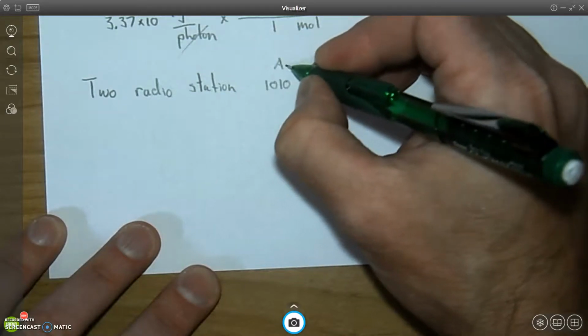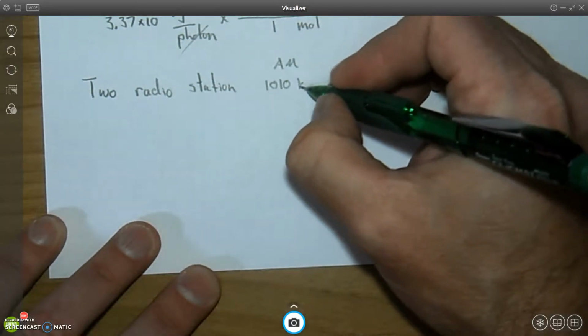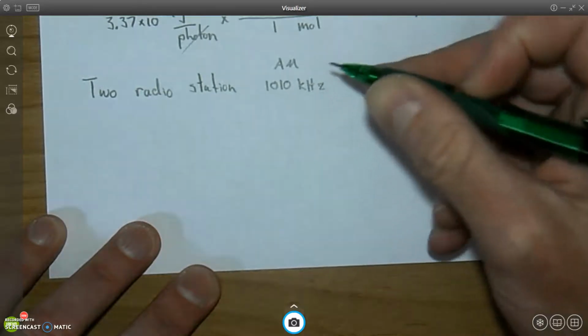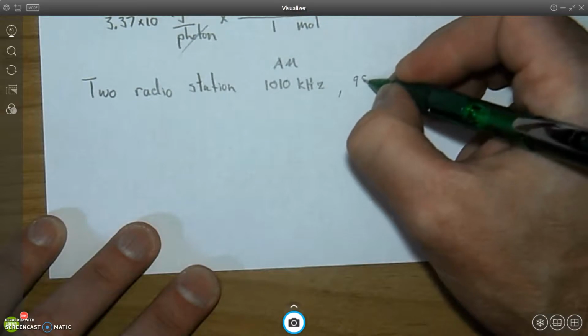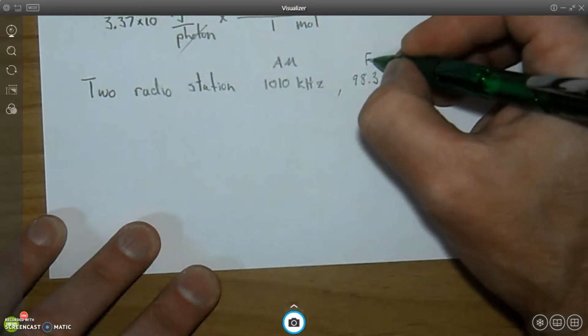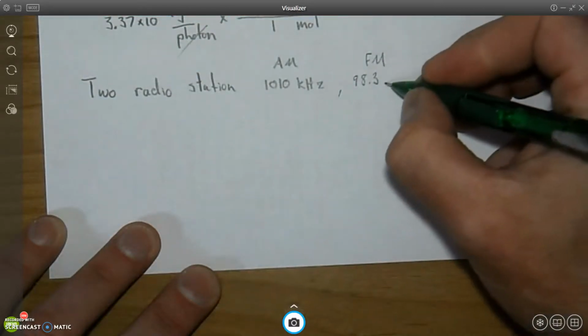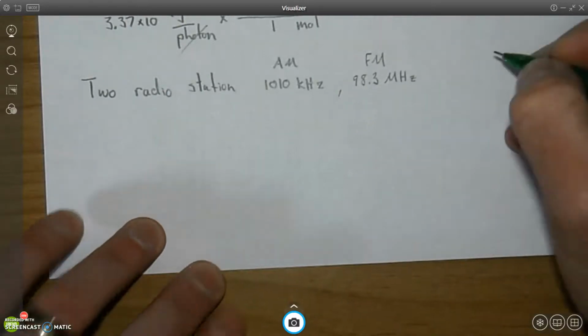Let's go ahead and put a mark up here. On the AM dial, 1010. And the units they measure that in are kilohertz, which is a frequency. Another station, this probably sounds maybe more familiar. Not any real stations, but we'll just use these. 98.3 megahertz. And again, if you look on your dial, you might actually see this on there.